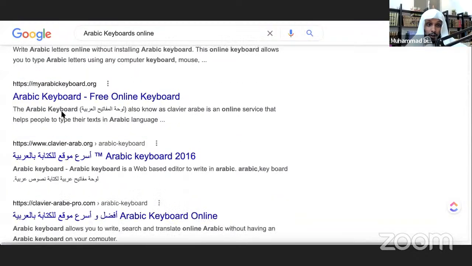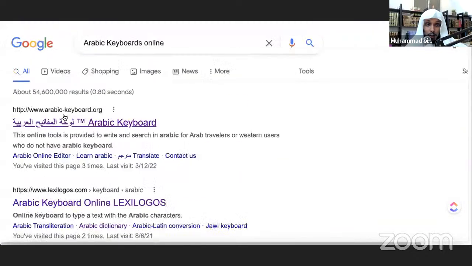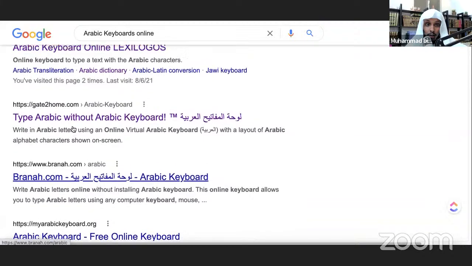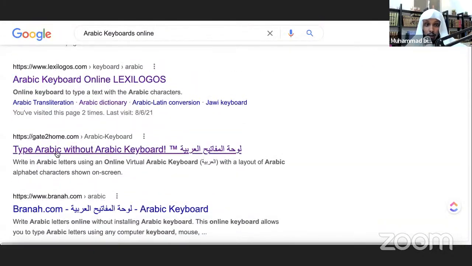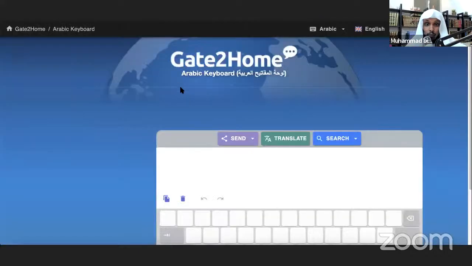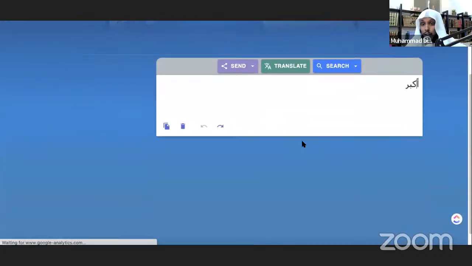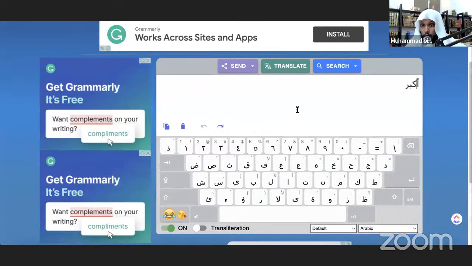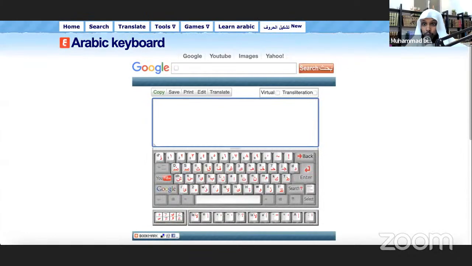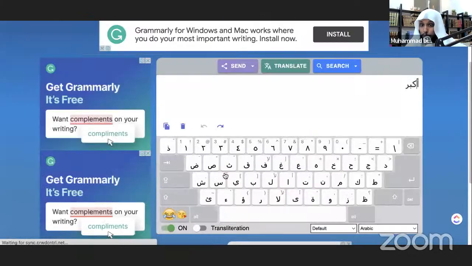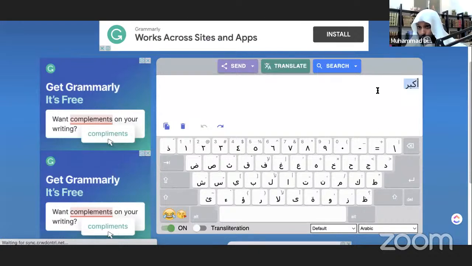Instead, hopefully I can find the one that we're used to. So it's not this one, Lexilogos. It must be this one. Yeah, this is the one. This is one of the ones that I found to be very user friendly. It's better than the first one that we've seen, where the buttons are just way too small. Okay, here you have some big buttons.